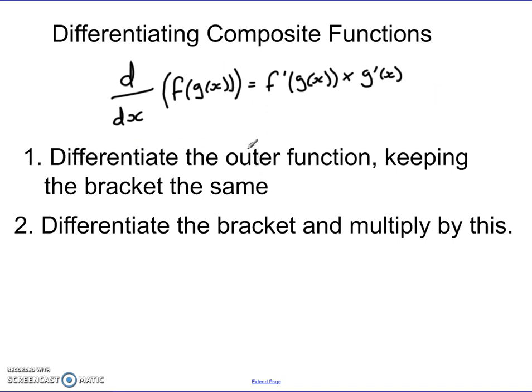The first step being differentiate the outer function, so whatever the f is, and keep the bracket within it the same, so keep your g of x the same. What you then do is differentiate this bracket, so differentiate the g of x, and multiply the entire thing by the overall derivative for what's in here. It is actually quite straightforward when you break it down, and the best way to illustrate exactly what I mean is by looking at an example.